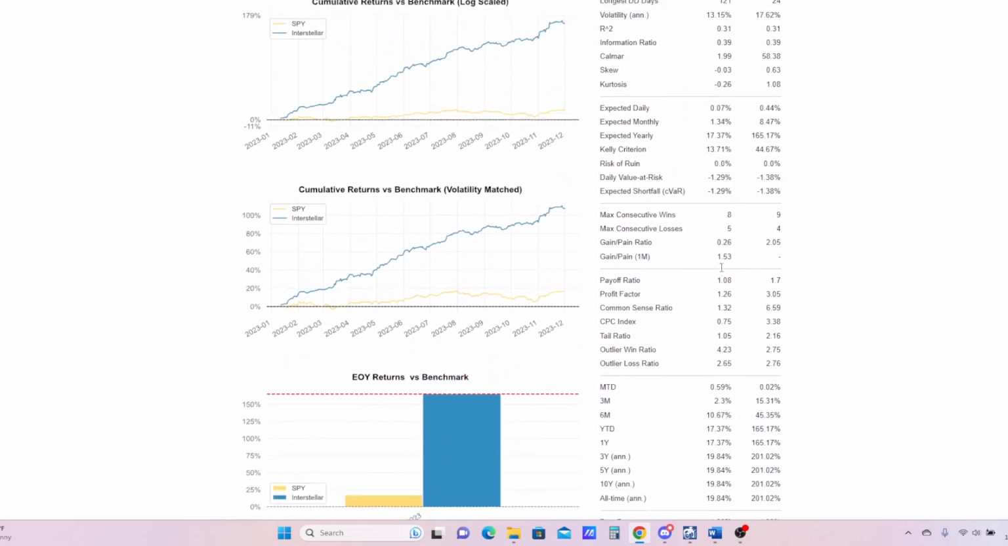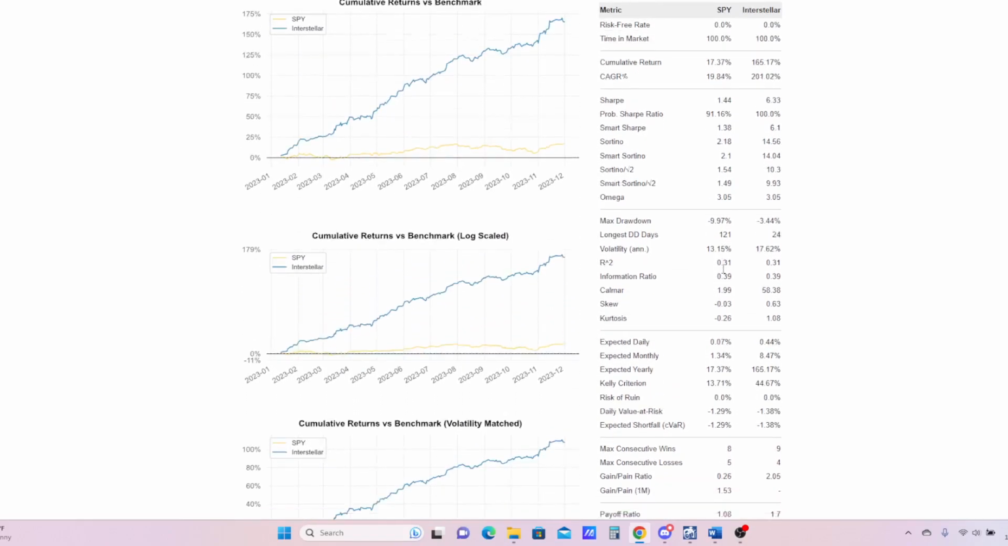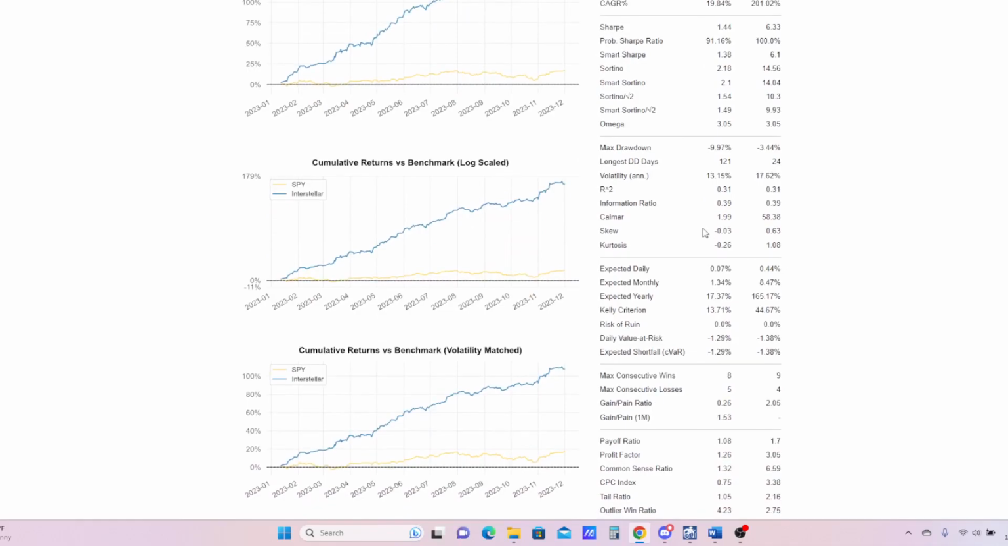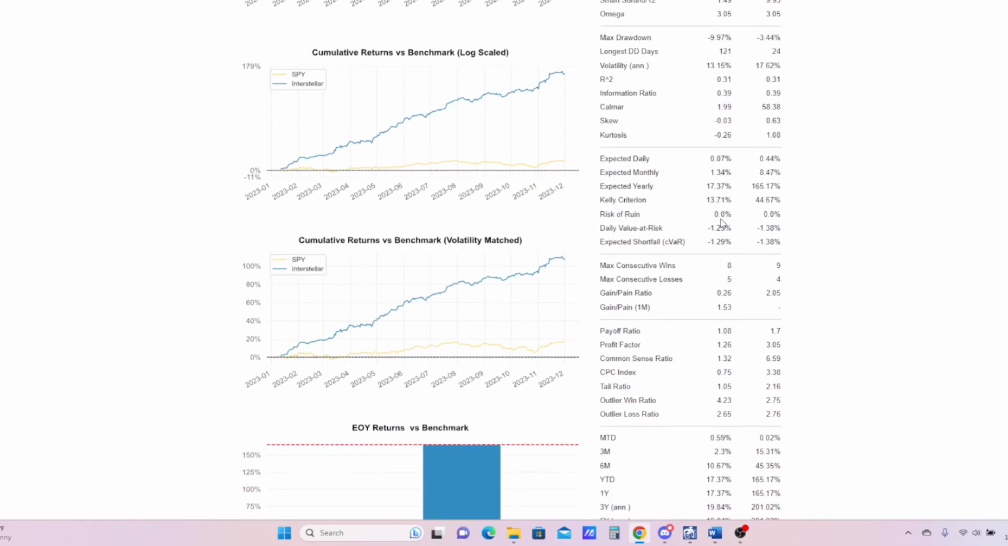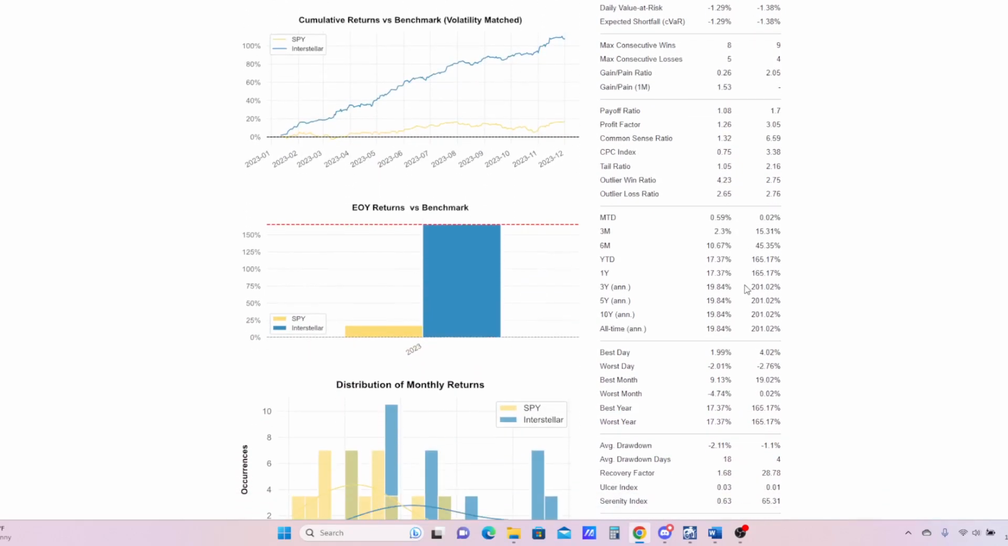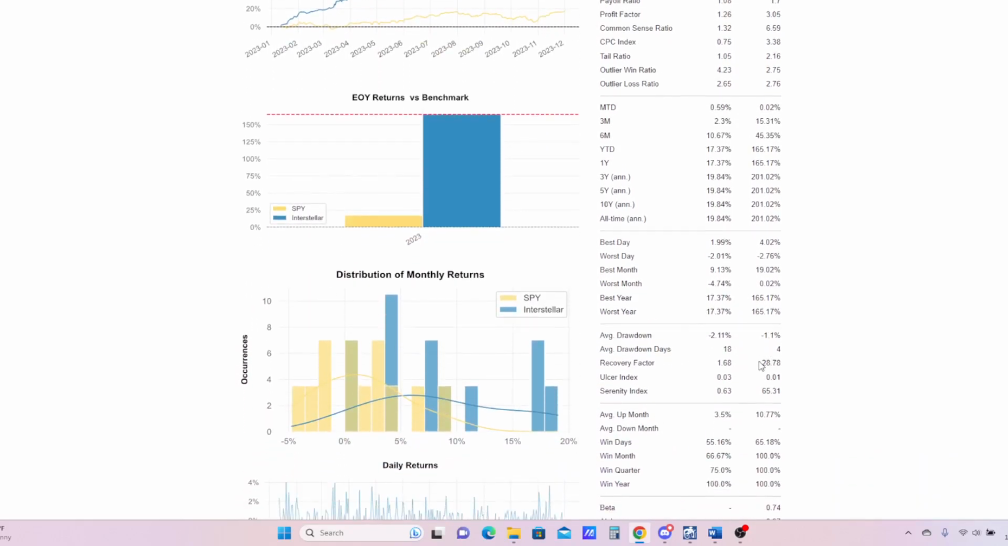Where's the recovery factor? Where am I missing it? Oh, here we are. So recovery factor 28. The higher this number, the faster you recover from drawdowns, which is nice. If it's 28 versus SPY at 1.68, I would say it recovers from drawdowns relatively quickly. And again, if your wins are bigger than your losses, the faster you're going to recover from drawdowns.